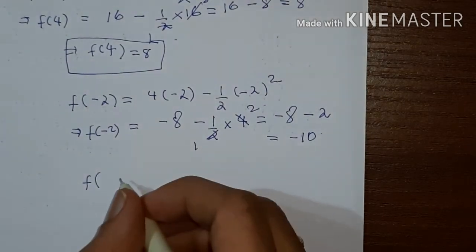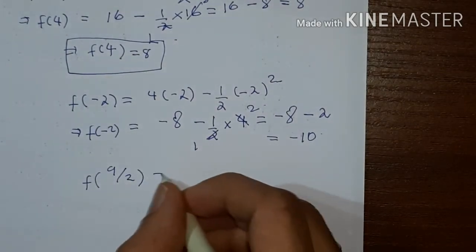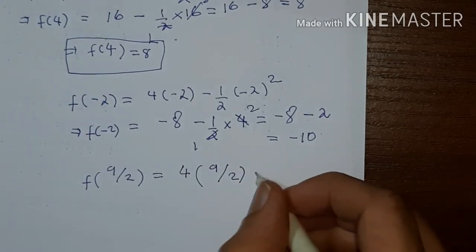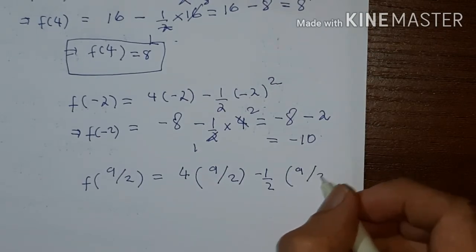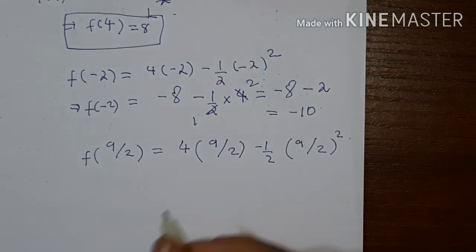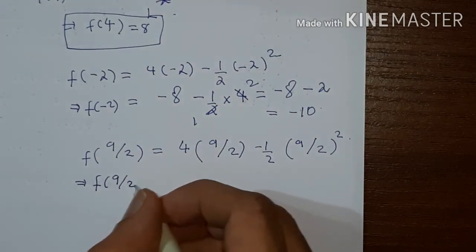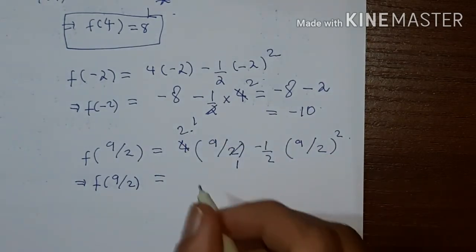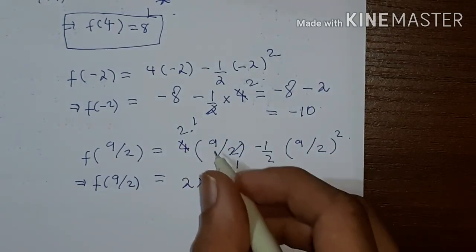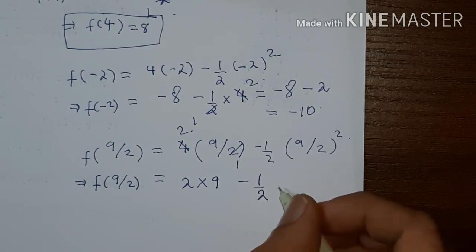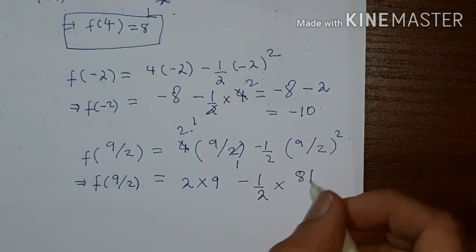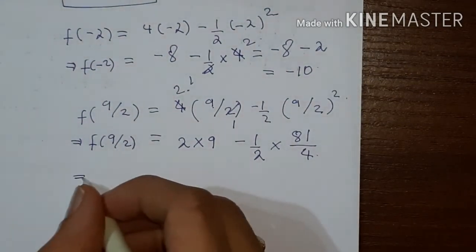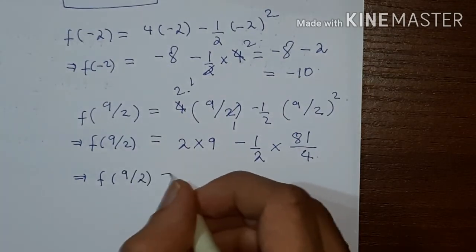Okay, now the function value at the next endpoint, which is 9 by 2. So which is what? 4 multiplied by 9 by 2 minus half 9 by 2 the whole square, okay? So f of 9 by 2: 2 ones are 2, 2 2s are 4, right? So we'll get 2 multiplied by 9 minus half multiplied by 9 square is 81 divided by 2 square is 4, okay? So f of 9 by 2 is what?